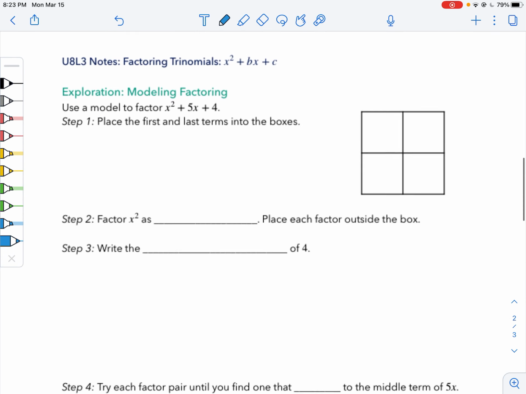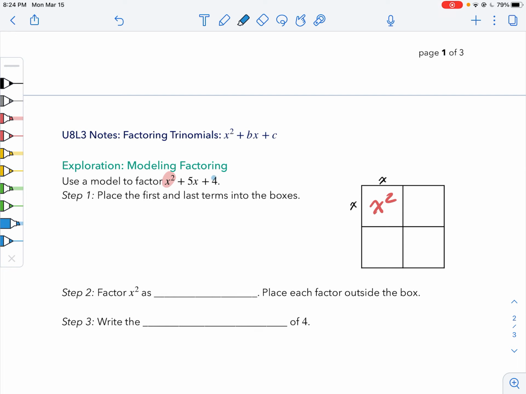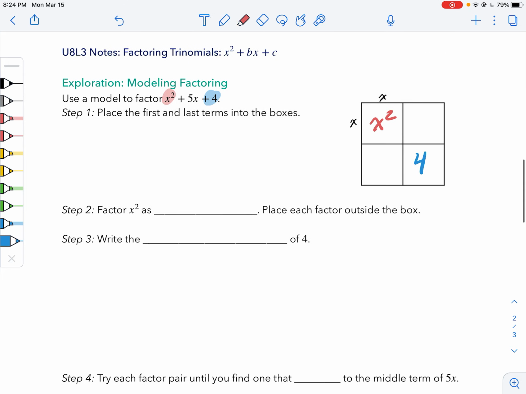Let's say we want to factor x squared plus 5x plus 4. We're going to start by taking an x squared. We know that x squared needs to go in this box right here. The only thing to get x squared is x times x, so we already know that's going to be x. Then our last term is 4, so that's going to go in this box right here. We already did factor x squared is x times x. Ta-da! And those go outside right here.